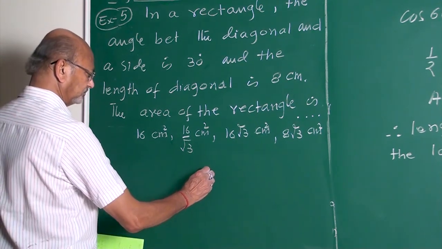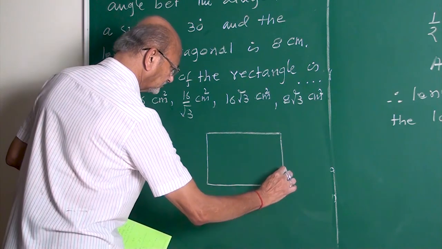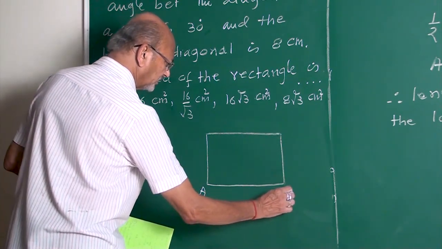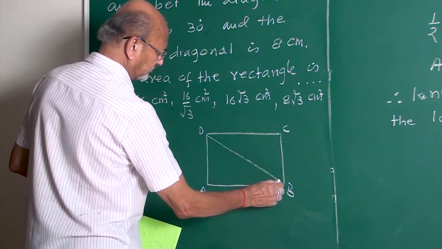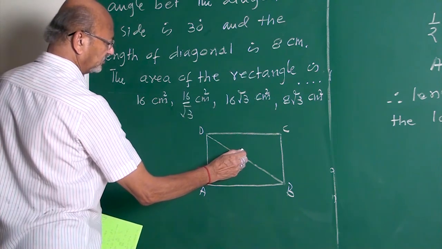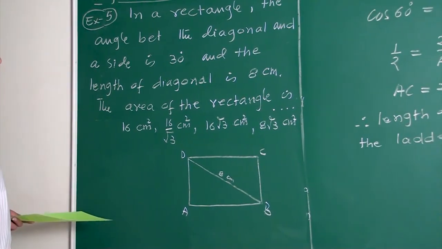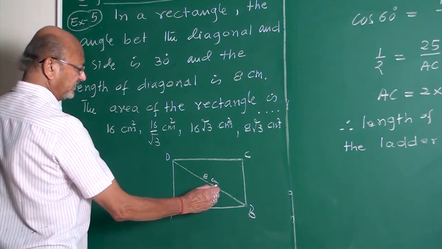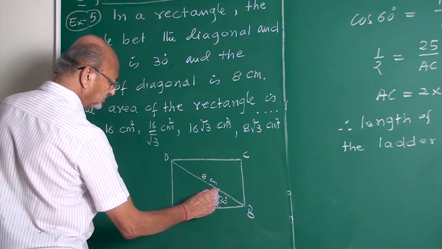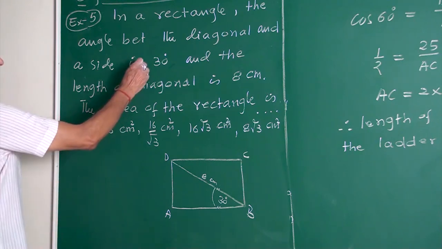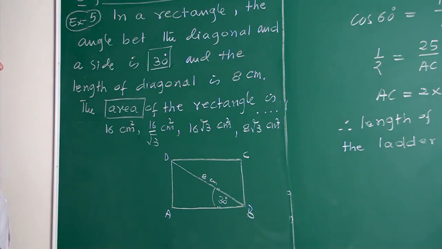Rectangle ABCD. Now, this is the diagonal. The diagonal length is given, my friends, 8 centimeters. But what is given? In a rectangle, the angle between the diagonal and a side. This is a diagonal, this is a side. The angle between the diagonal and the side is 30 degrees. We wanted, what is the area of the rectangle?